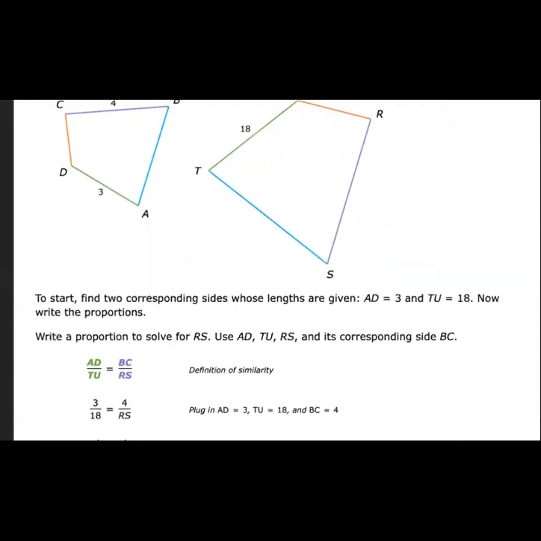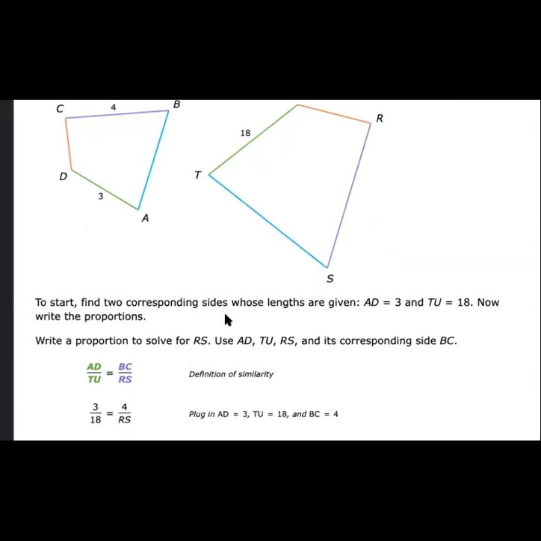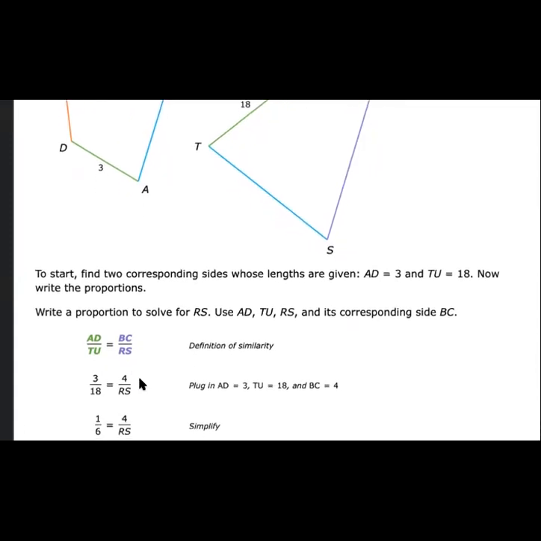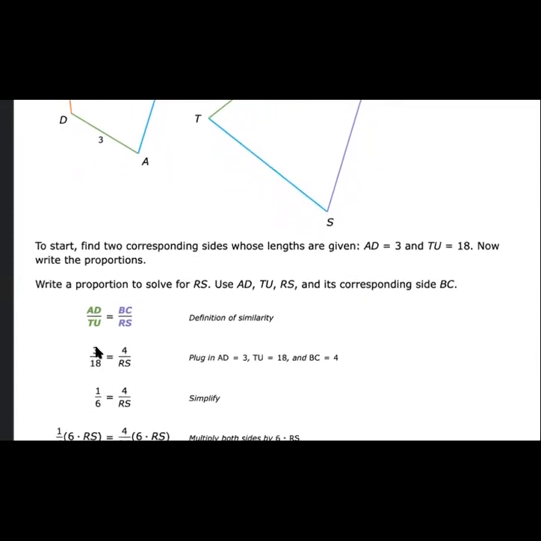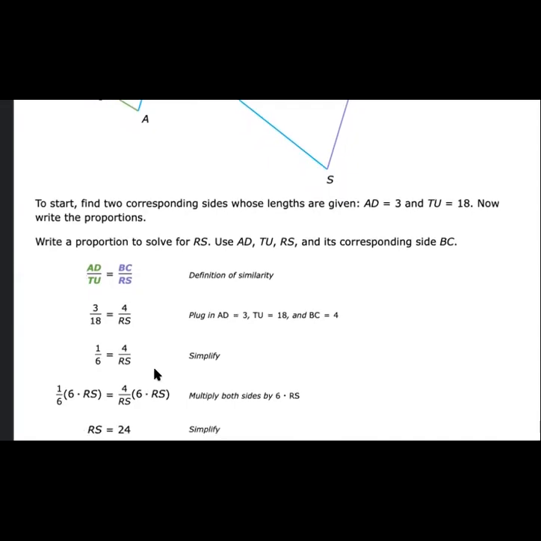And then we use 2 knowns. So we know DA or AD, and we know TU. All right, so we're going to use those 2. So 3 over 18 is going to be equal to, once you use the 2 purple sides, because we're trying to find RS, right? So we know BC or CB, either way you're looking at it, is 4. And then RS at the bottom is our unknown, okay? So from here, I can just try to reduce it down. So 3/18 is going to reduce down to 1/6. And then the other side would be 4 over RS, which is still what we're looking for.